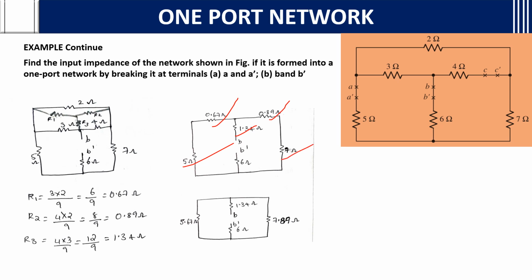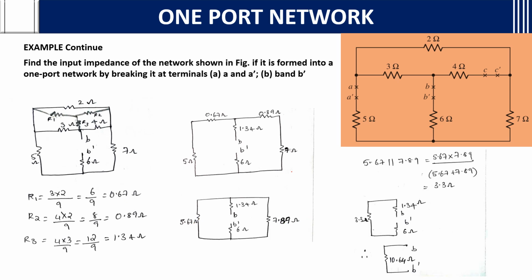The 5 ohms, 7 ohms and 6 ohms will be there itself. Then what do we have? If you see, they are in series. You will get 7.89 and 5.67 and 1.34 and 6. As you can see, in the center, the B and B dash are the open terminals. So 5.67 and 7.89 are in parallel. If you combine both, you will get 3.3 ohms. That 3.3 ohms is in series with what? 1.34 ohms and 6 ohms. These all are in series. If you add 1.34, 3.3 ohms and 6 ohms, you will get 10.64 ohms as the input impedance, that is Zin, across B and B dash.